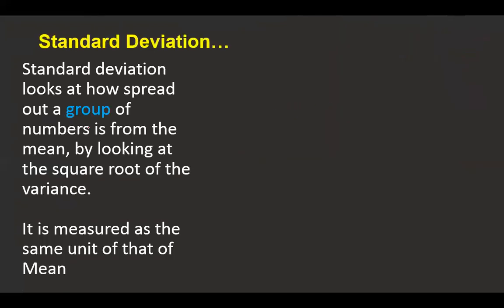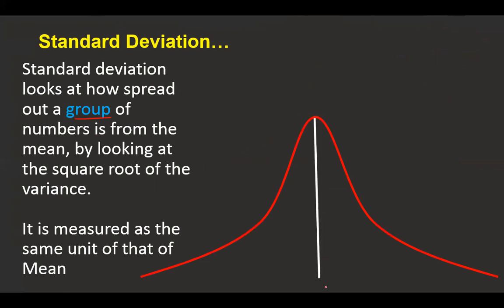Now, when we go for standard deviation, we'll talk about the group. It looks at how spread out a group of numbers is from the mean by taking the square root of the variance. That's what we are going to study here. Now, this is my mean, and I'm having a group of values. How much is the degree of difference from the mean, for the group? Whenever my curve is like this, I will call it a peak, and this other one is the flat curve.